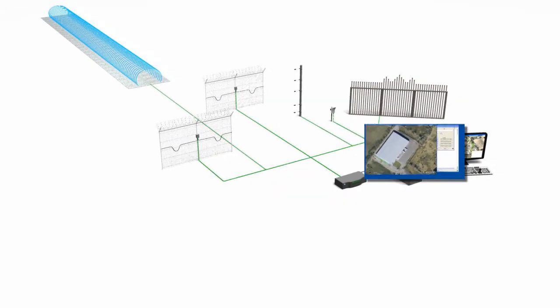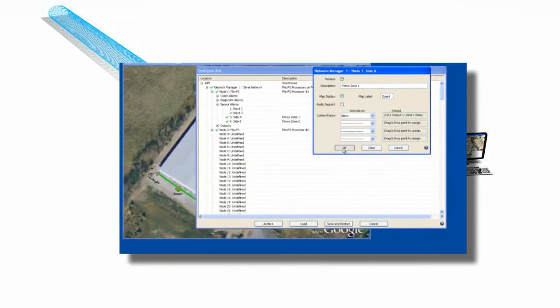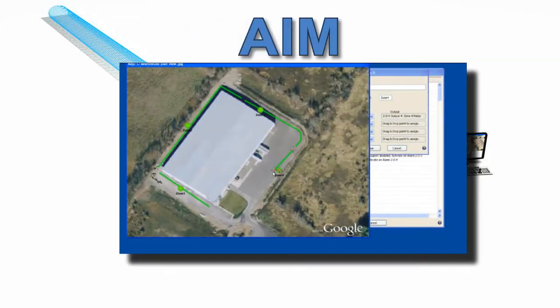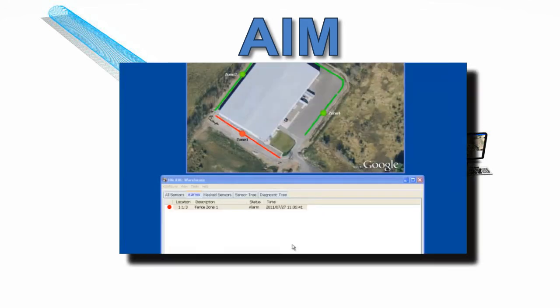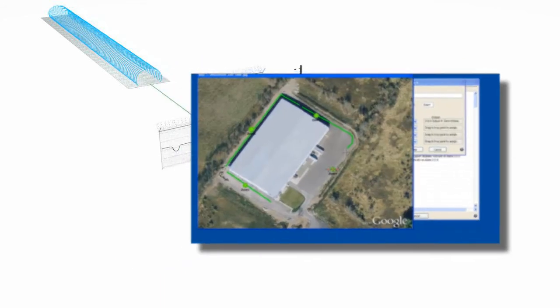Senstar has developed the AIM, Alarm Integration Module. This is a small software package that can reside on the same PC as the network manager. AIM provides a basic single-map alarm display system for customers with simple security environments and more. It is an extremely easy-to-use application for fast site configuration.